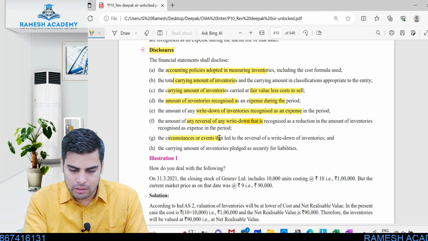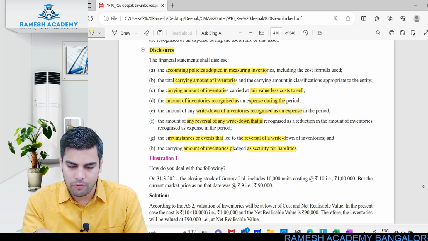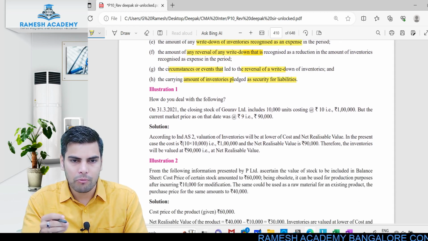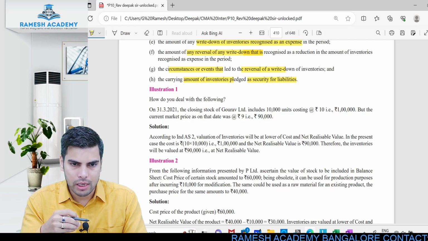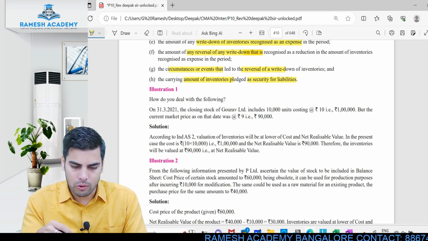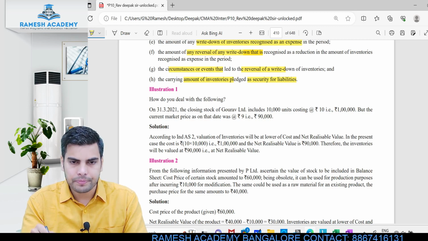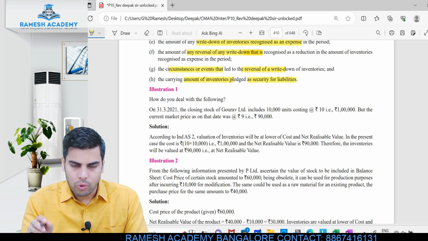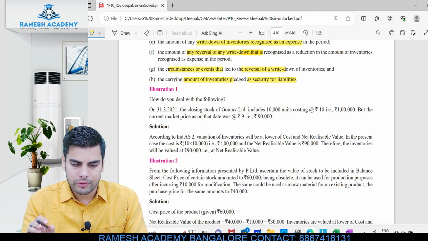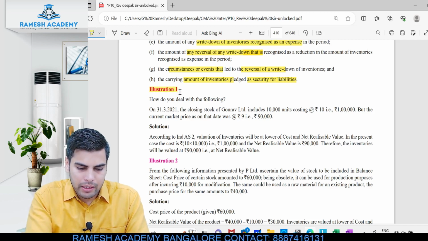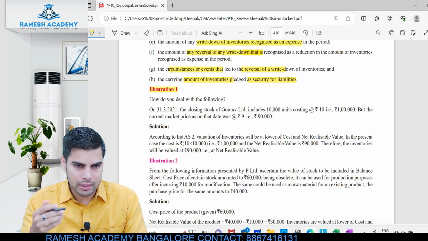The circumstances or events that led to the reversal of the write down of the value of inventory, and the carrying amount of inventory pledged as security for liability. If you have pledged this inventory as collateral security, in that case also you will have to make a separate disclosure. Is this clear? All right. So that's all. If you remember this much, more than sufficient. These practical illustrations are what is important from an examination perspective.